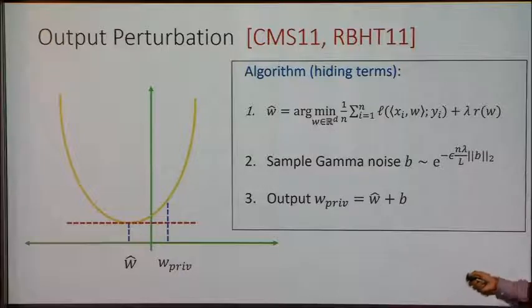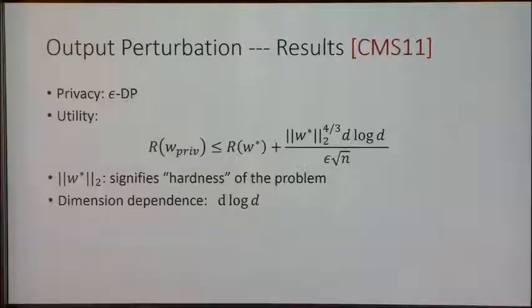Let's say this is the objective function that I'm trying to minimize, and for simplicity, let's say I don't have any constraints, so W hat will be the optimizer. So W private is W hat plus some noise. In this work of CMS 11, they propose to use the gamma noise or Laplacian noise. What they show is that this output perturbation algorithm, which is extremely simple, is epsilon differentially private, and furthermore, the utility guarantee is of this type.